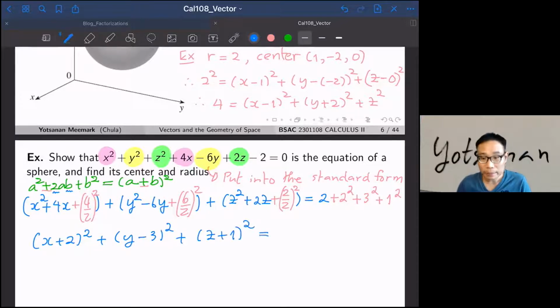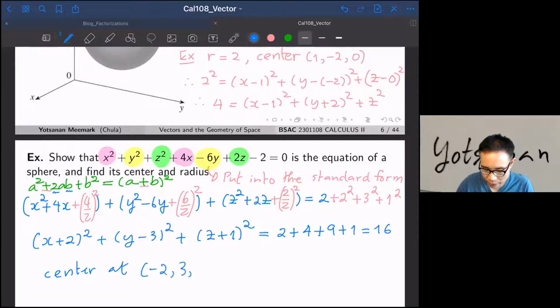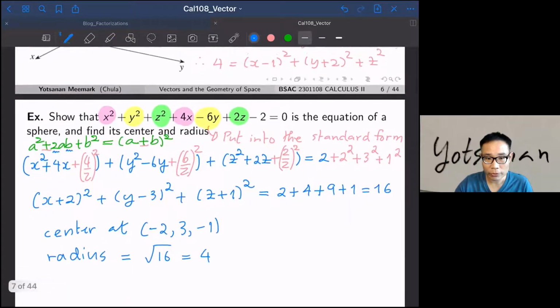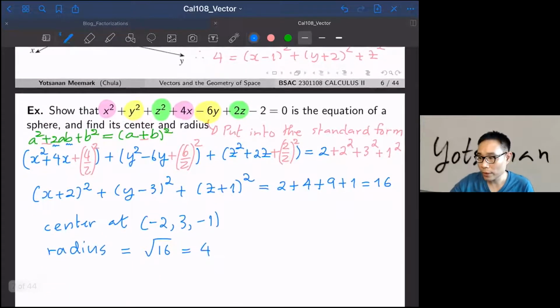So the right side is going to be 2 plus 4 plus 9 plus 1. So this becomes 16. And so you see that the center will be at (-2, 3, -1), and the radius equals the square root of 16, which equals 4. Okay, so this is how we do this example.